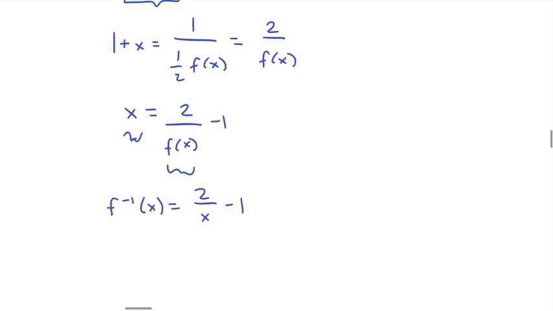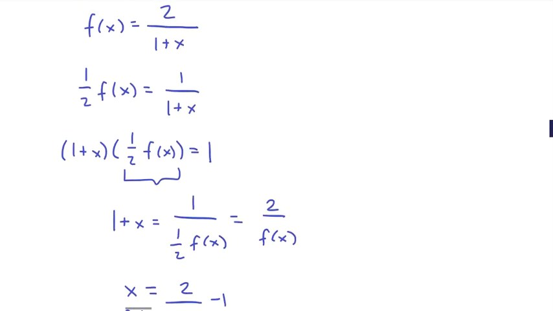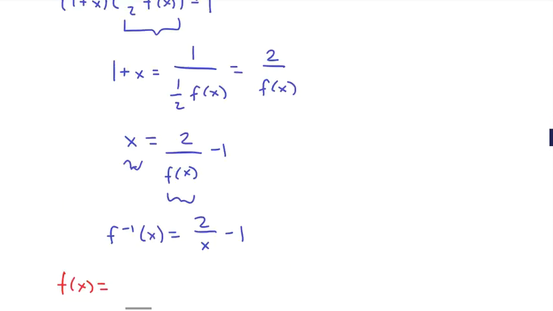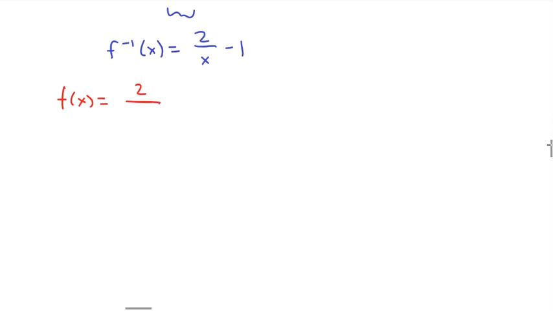Let's go ahead and verify that these are inverses by composing the functions once again. So just a reminder, our original function was 2 over 1 plus x, and our inverse function is 2 over x minus 1. Now we're composing f and f inverse. So all we're going to do is plug in f inverse wherever there's an x in f of x.